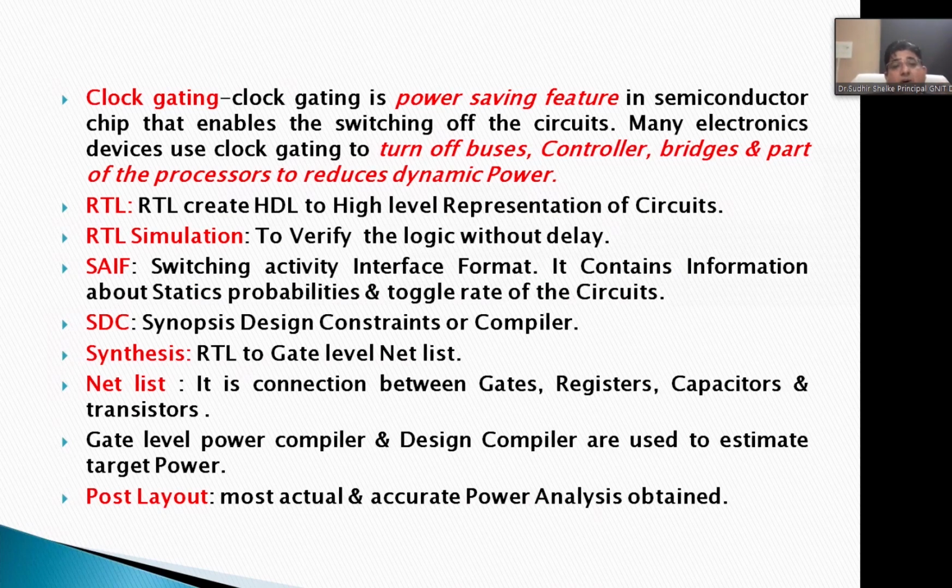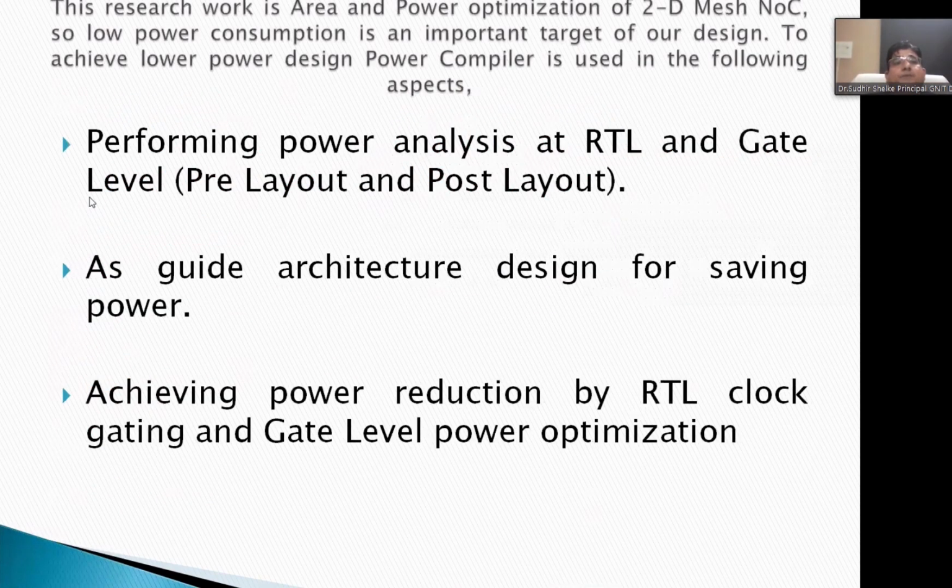And gate level, Power Compiler and Design Compiler are used to estimate the targeted power, and ultimately this targeted power is given to the course layout, and the course layout is used to determine the most actual and accurate power analysis. Ultimately that estimated power would be converted into the accurate power, and ultimately we can decide what would be the power requirement or what would be the battery requirement of that particular device.